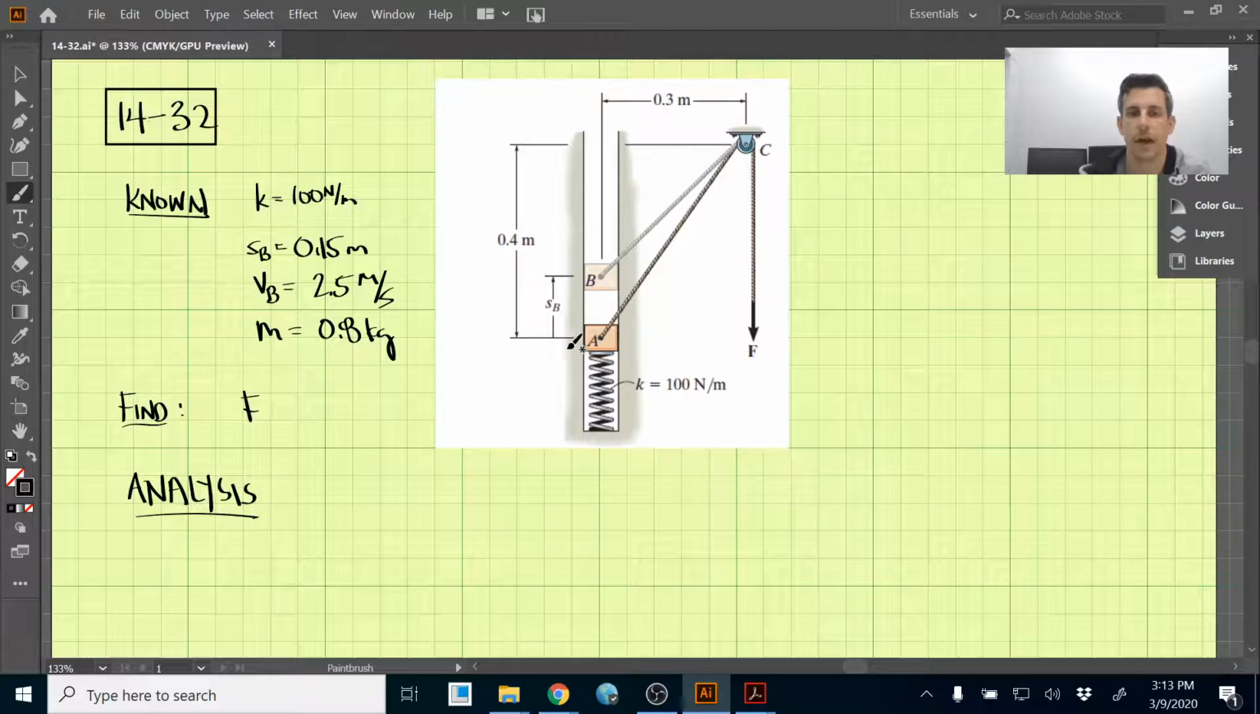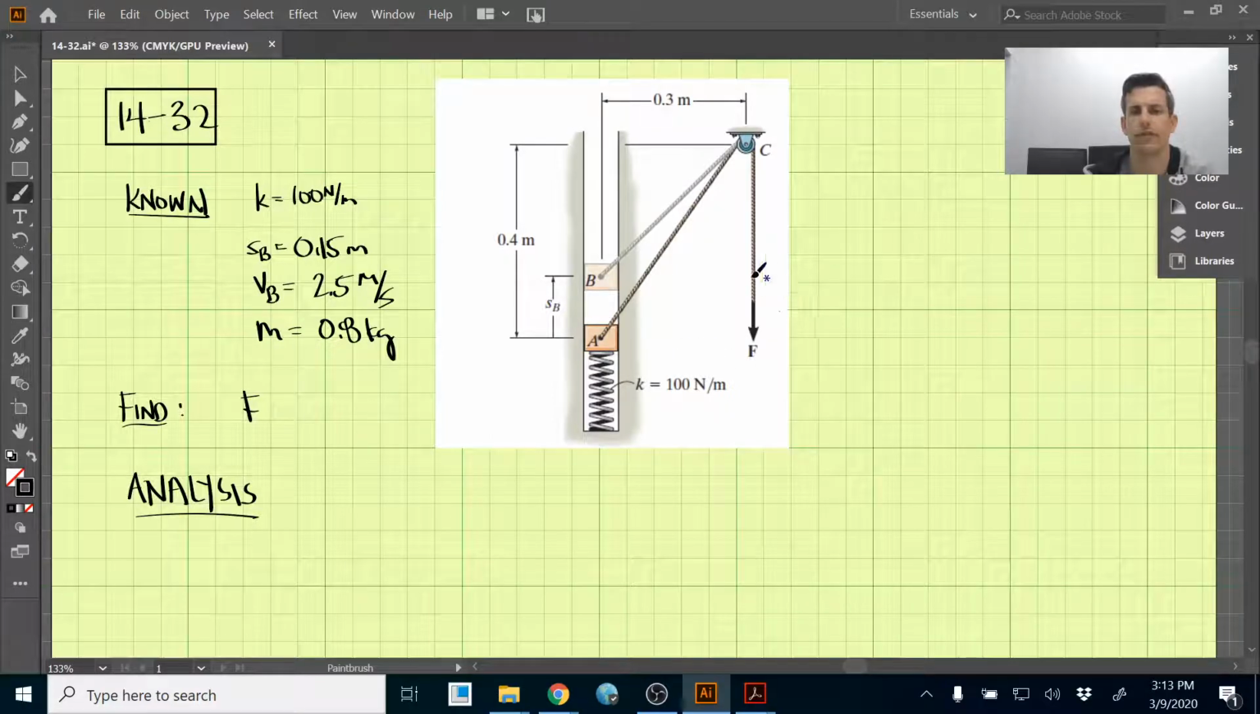Once it travels 0.15 meters upwards to state B, the velocity is 2.5 meters per second. So that's what we're looking to find. We're going to use the conservation of energy to talk about this. It initially starts from rest, so we know the kinetic energy at state A is 0.